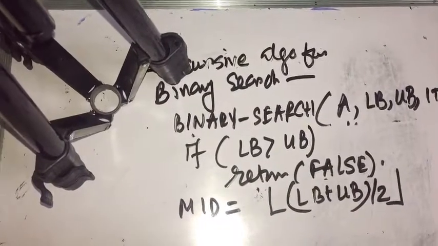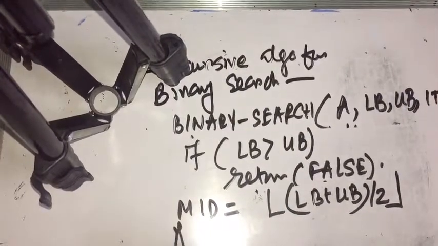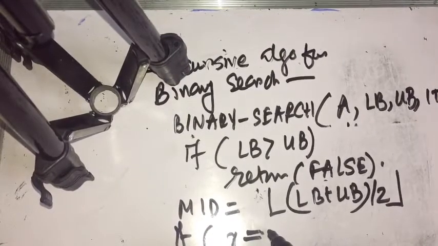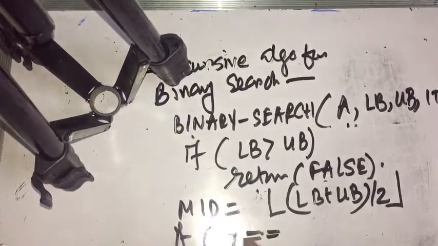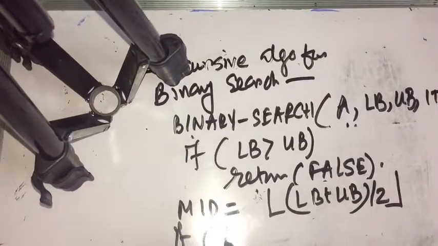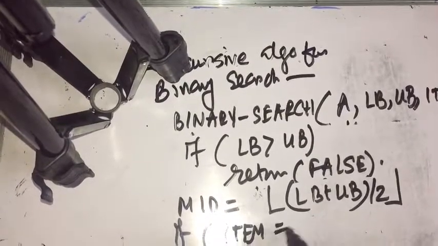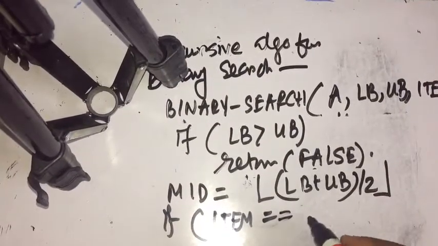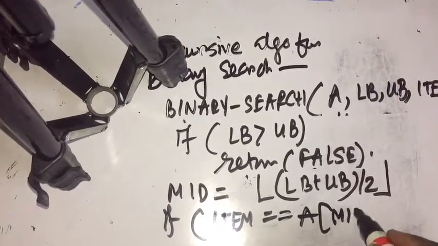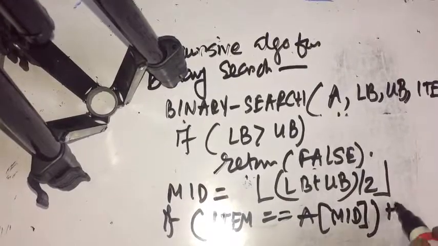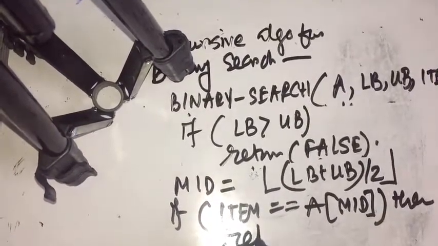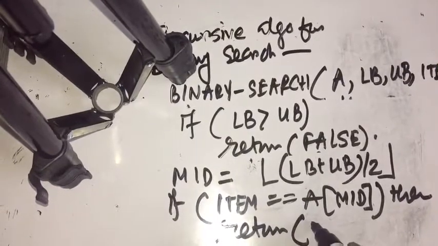Now we have to check, as these are recursive algorithms. If item equal to A of mid, you can consider x also here, then the search is successful, meaning return true. Return true means the search is successful.